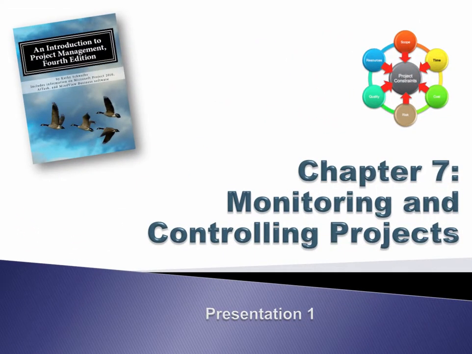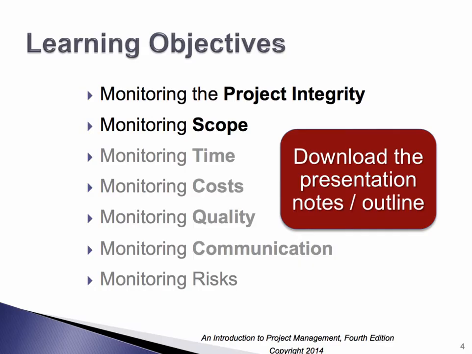This is Chapter 7, Monitoring and Controlling Projects. Presentation 1 of 3. In this presentation, we're going to talk about monitoring the project integrity and monitoring the scope.